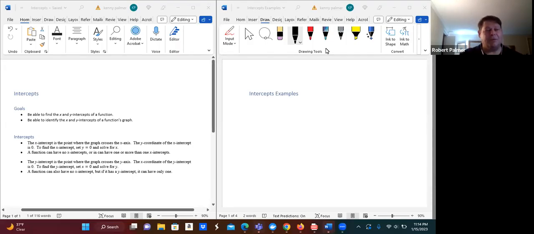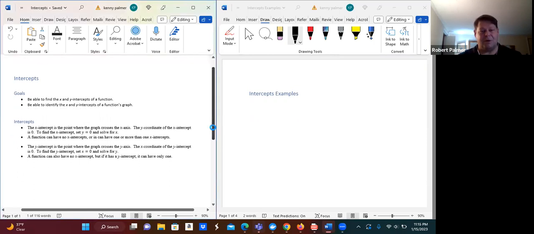Hello. Today, we want to talk about intercepts. So our goals are to be able to find the x and y intercepts of a function or some formula you're given, and also be able to identify the x and y intercepts of a function's graph. So first, let's talk about what intercepts are.